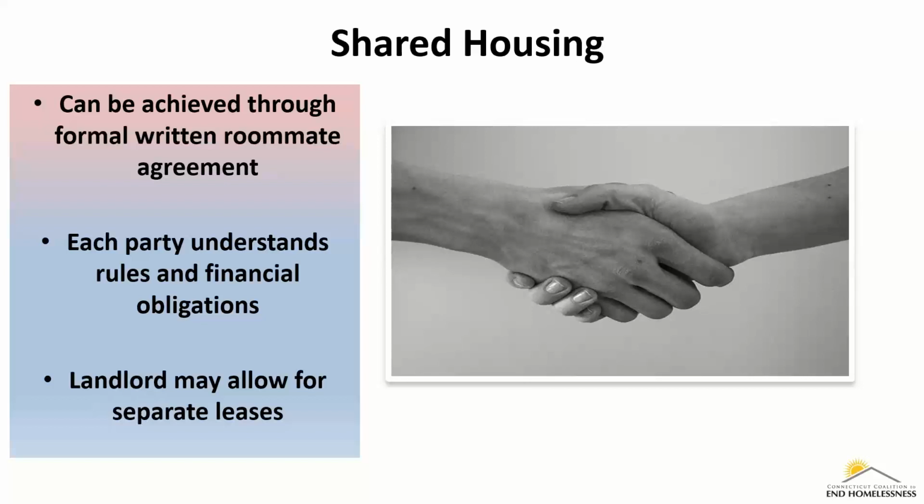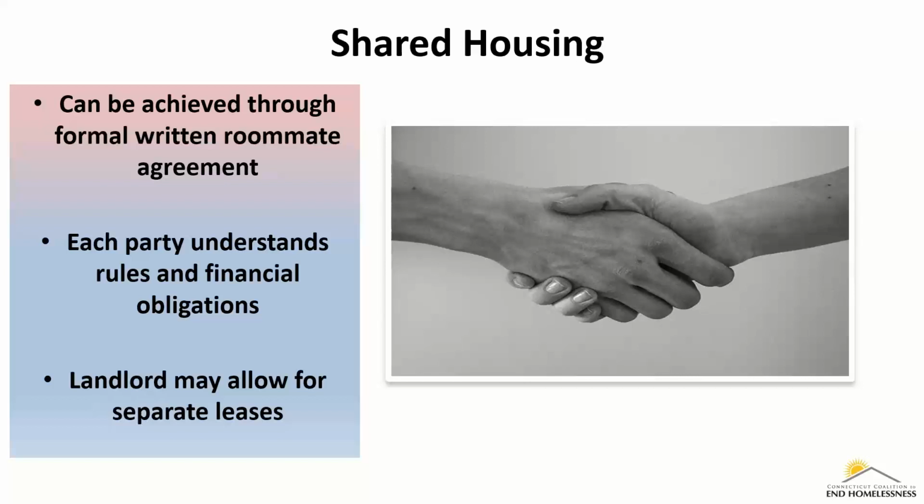To provide some security and sustainability, some things that can happen up front before two people move in together is to write a formal roommate written agreement where each party understands what their obligations are. And that's not just financial obligations, but what are the rules of the household? Who's responsible for cleaning the kitchen, who's paying the utility bills, when are guests allowed in the home, working through all of those things and putting them in writing before the two agree to rent together.